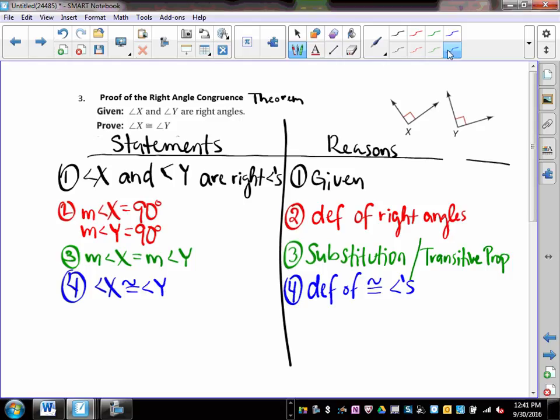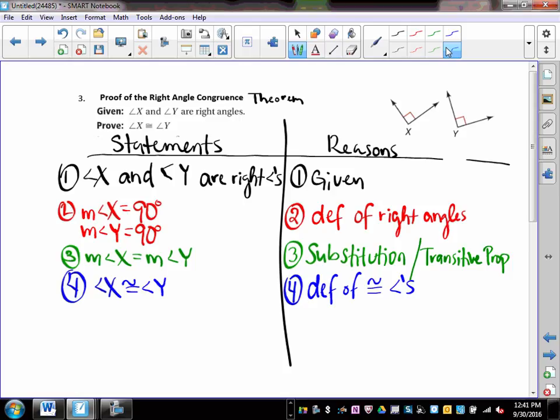Do you have to what? Like the way you say it. If you want to write out congruent angles, that's fine. Yeah, you can write like that on this. Alright, any questions on this?